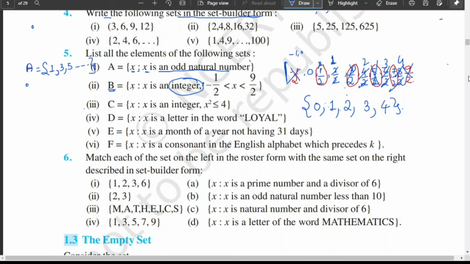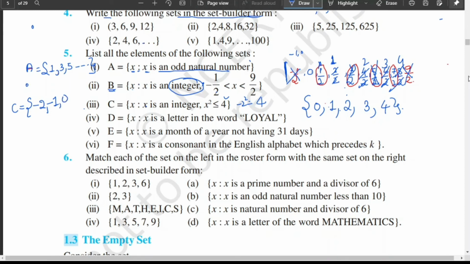Third one, C, x such that x is an integer and x square is less than equal to 4. See, x is an integer. X should be integer over here. So I will write C. When it is squared, its value should be equal to 4 or less than 4. So let me start with minus 3, I cannot take. So it should be minus 2 here. If I put minus 2 whole square, we'll get 4 equal to 4. Then minus 1. Minus 1 square is 1 which is less than 4.